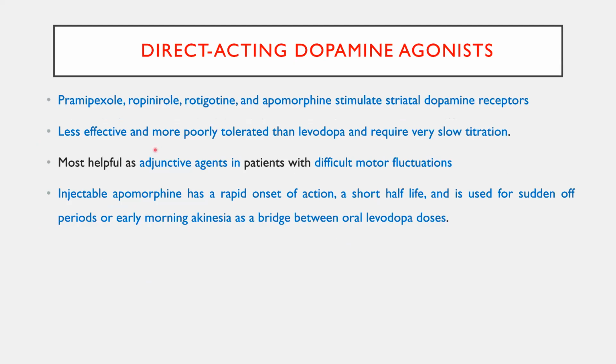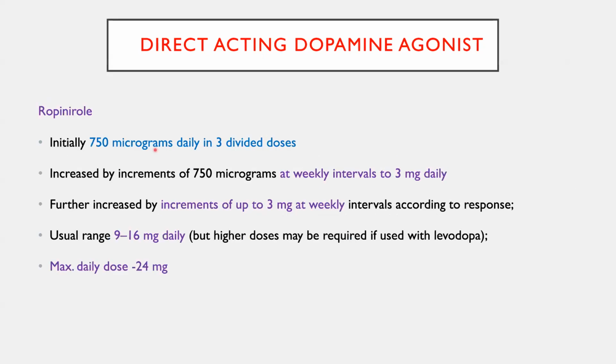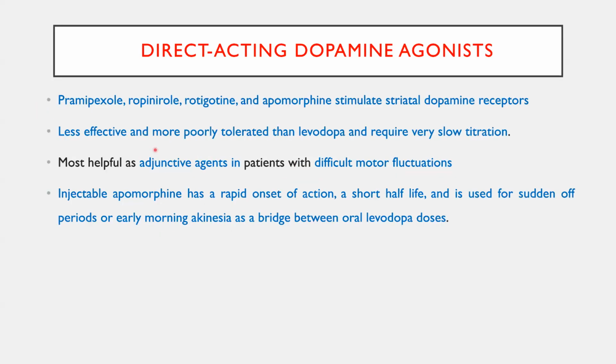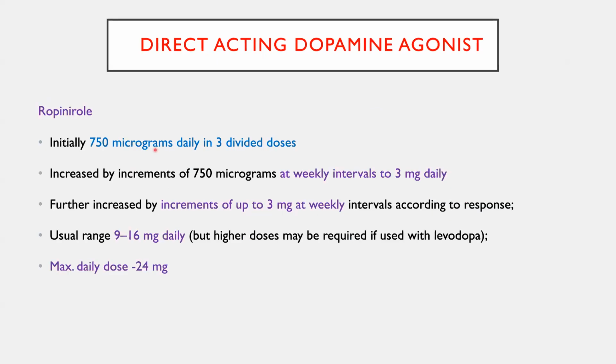Direct acting dopamine agonists, as I told earlier, like apomorphine, can be used as add-on adjunctive therapy. Especially, it would be helpful in dyskinesia patients. Next, this drug, I think I have discussed the drugs.